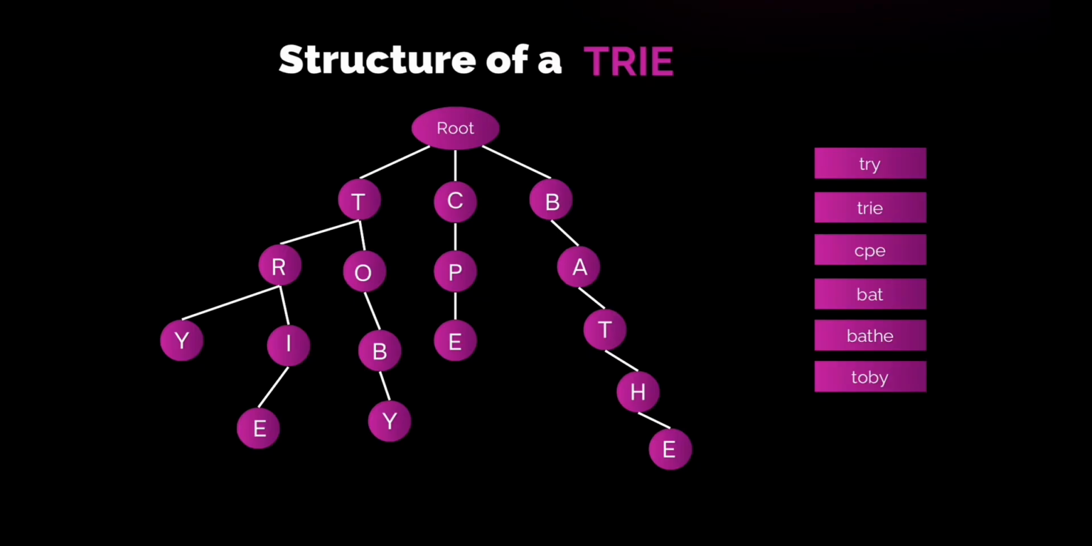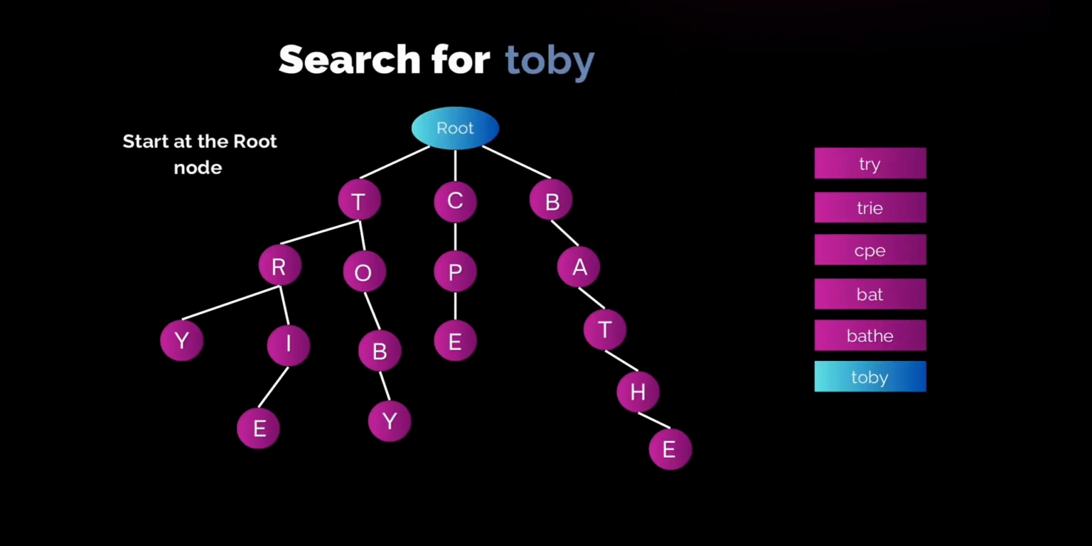Tries support four main operations, by the way: search, which is to check if a word exists, insertion, which is to add new words, deletion, to remove words safely, and lastly, prefix matching or searching, to find all words that start with a given prefix.